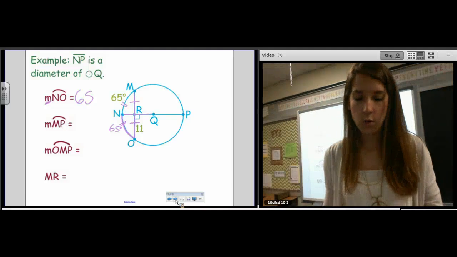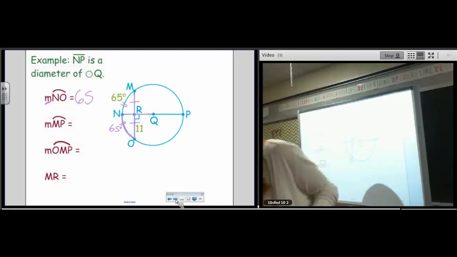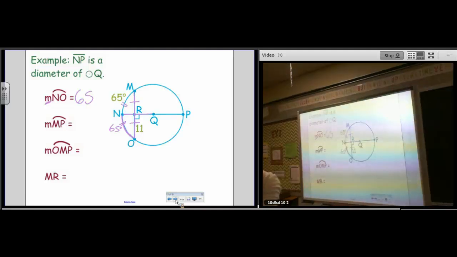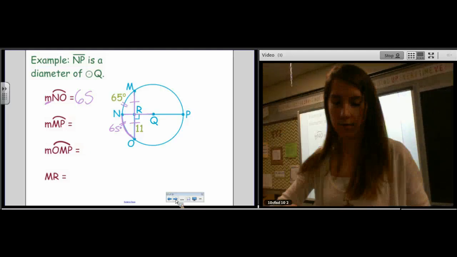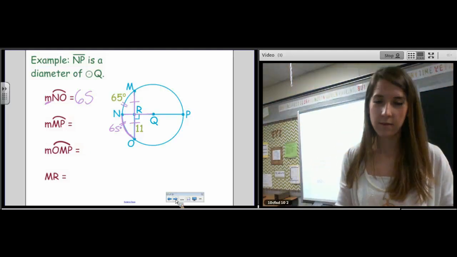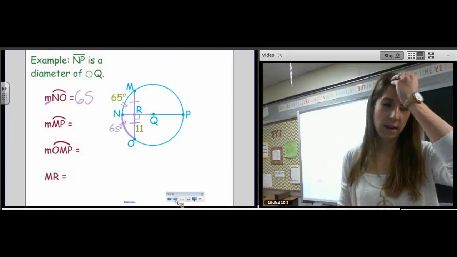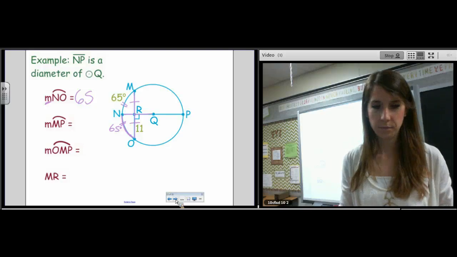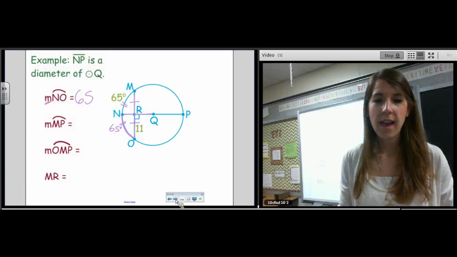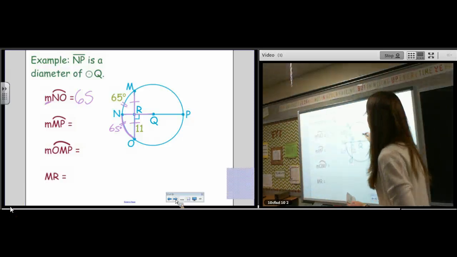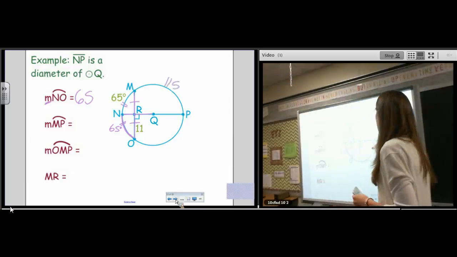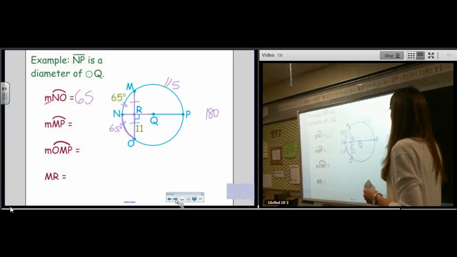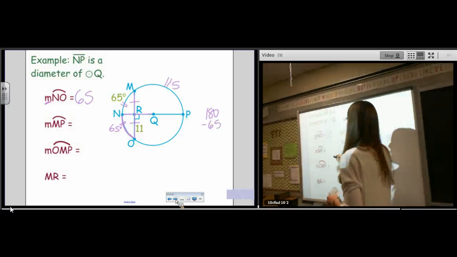MP. Who wants to say the measure of MP? What's the measure of MP? Thank you, Albert. You win. 115, because that's a semicircle, we're doing 180 minus 65.